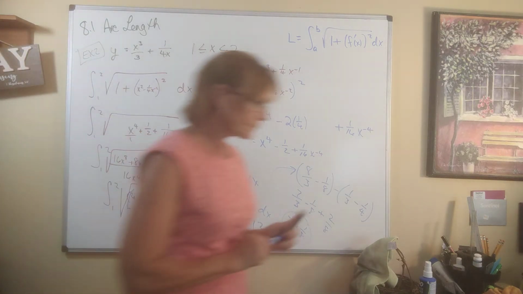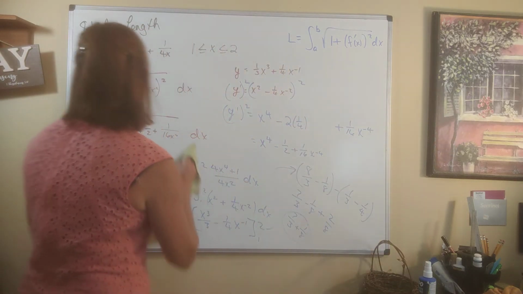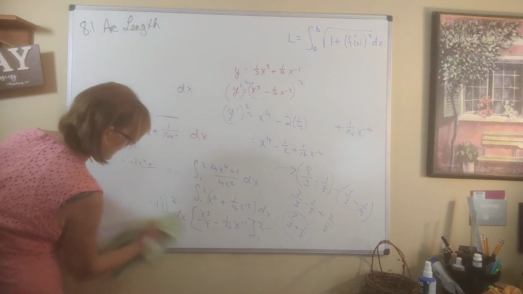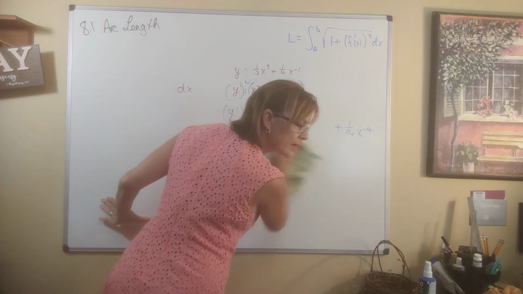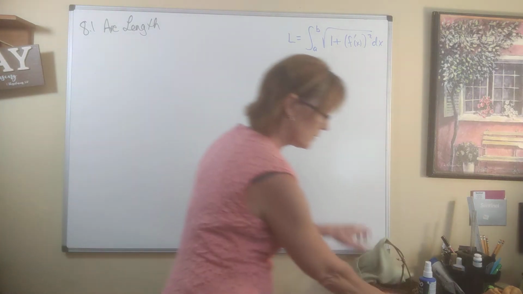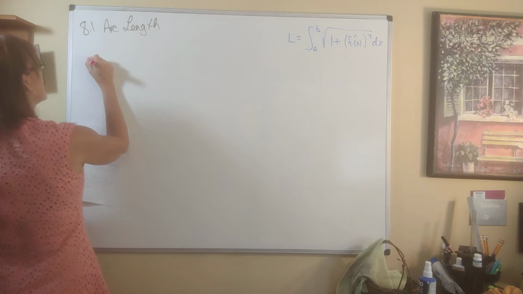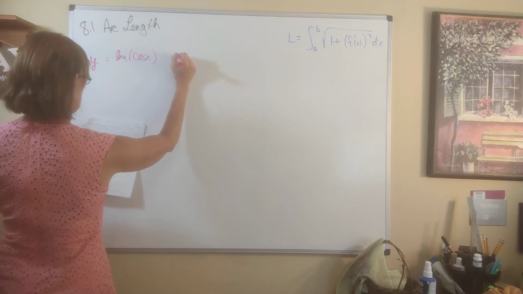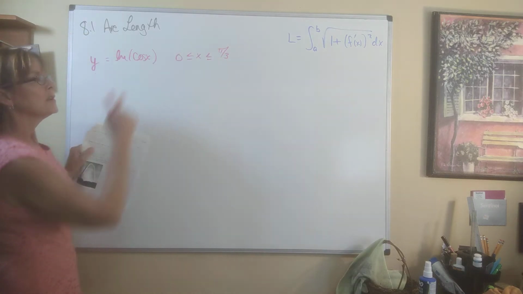Number 3 is not all that hard, but it does involve trig, and sometimes that's good for people to see. So example 3 says to find the arc length for the curve y equals the natural log of the cosine of x, from 0 to pi over 3. So we can use our nice formula there.